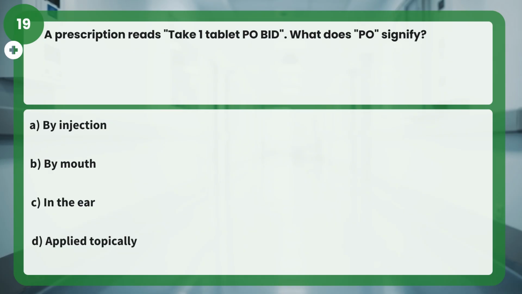Question 19. A prescription reads, "Take 1 tablet PO bid." What does PO signify? A. By injection. B. By mouth. C. In the ear. D. Applied topically.